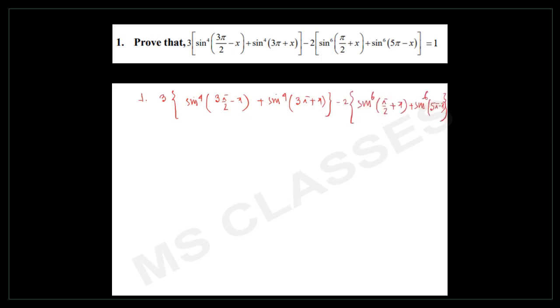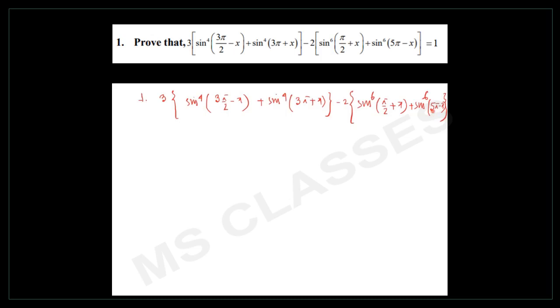Okay, now see what we have. We have the expression 3 sine to the power of 4, 3 pi by 2 minus x, plus sine to the power of 4, 3 pi plus x, minus 2 into sine to the power of 6, pi by 2 plus x, plus sine to the power of 6, 5 pi minus x. So this is a given expression, and we have to show this is independent of x.